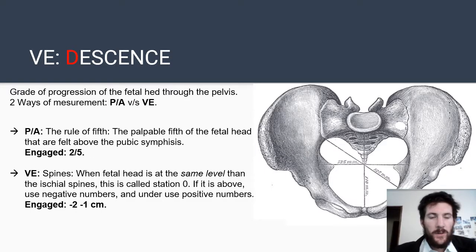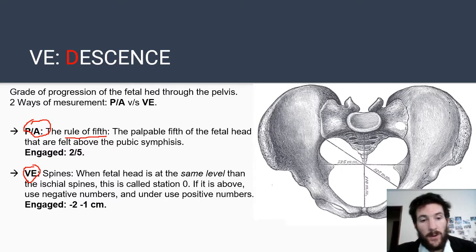Okay, so to continue with the presentation, the station is the fifth important feature that we need to check in our vaginal examination. The station is the grade of progression of the fetal head through the pelvis. And we have two ways of measurement, the per-abdomen way and the vaginal examination way. For the per-abdomen way, we use the rule of fifths. We're going to talk about that soon. But when we're talking of engagement, when the head of the baby is engaged, we have 2/5 of the baby inside the pelvis. In the vaginal examination, we use the method of the spines.